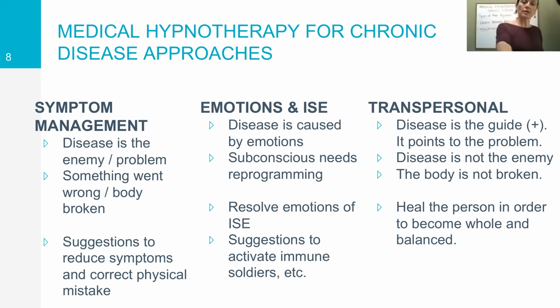So again, in this one, the strategy will be to resolve emotions in whatever way. I can go back in regression, or I can ask the subconscious to erase all the emotions of all the events from the past that have anything to do with this disease. And again, once they've done the catharsis, this generation goes back into suggestions to activate the immune system soldiers to attack cancer, for example, right?